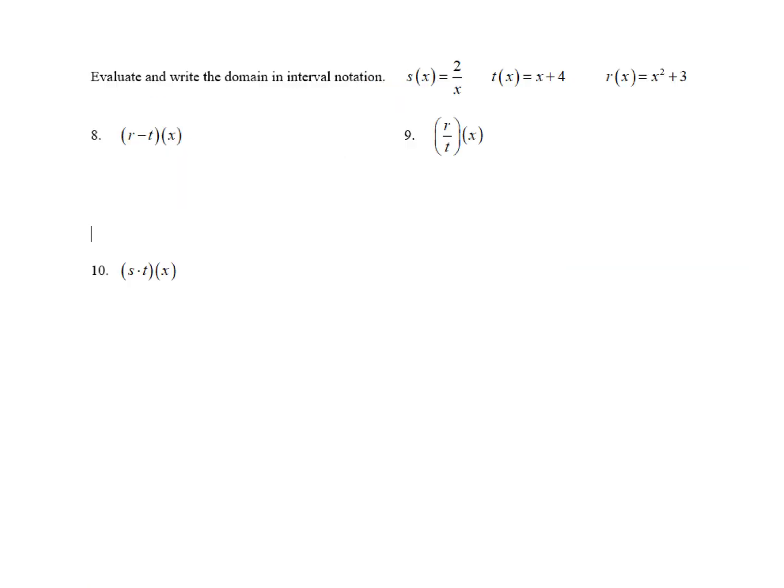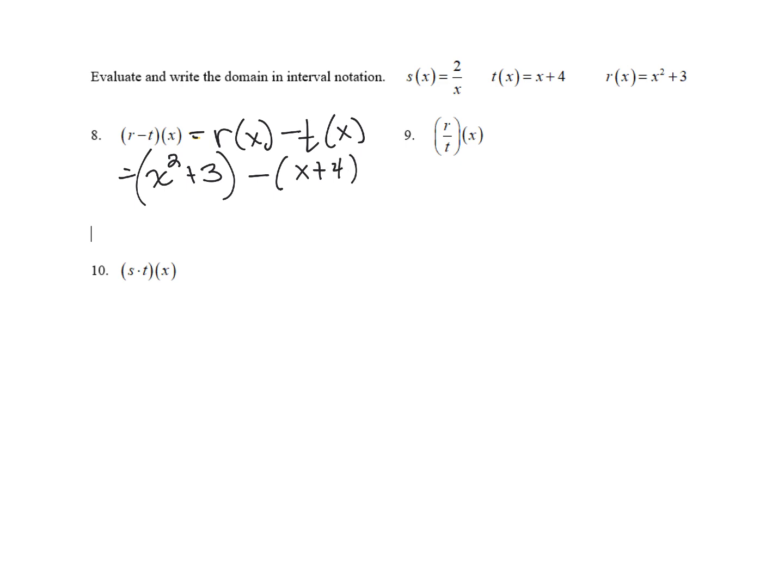So let's do some more evaluating, but this time we're going to talk about what's the domain of the result. We're going to start with r minus t of x, which means that we're going to do r of x minus t of x. So what is r of x? Well, r of x is x squared plus 3. We're going to subtract t of x, which is x plus 4.